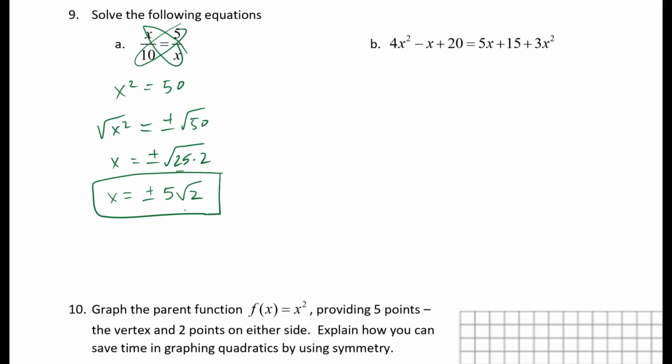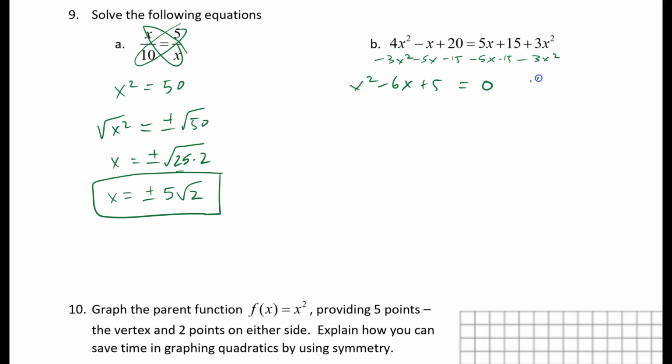This next one, just got to collect some like terms. I'm going to subtract 3x squared from both sides, subtract 5x from both sides, and we'll subtract 15 from both sides. We've chosen all that so that we get a nice 0 on the right. 4x squared minus 3x squared is just x squared. Minus x minus 5x is minus 6x. 20 minus 15 is 5.